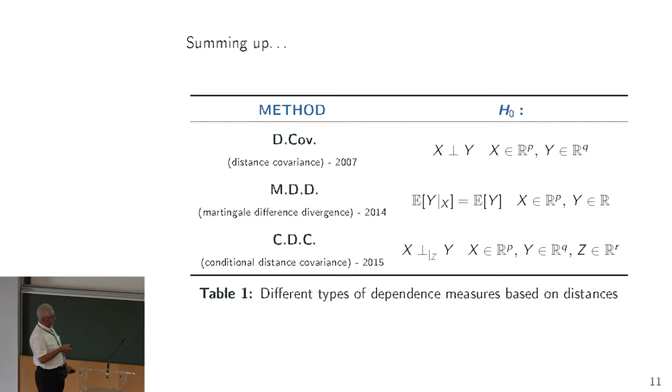Well, in summary, we have three kinds of measures to be used in testing: the distance covariance, the martingale difference divergence, and the conditional distance covariance. Of course, with the martingale difference divergence we test something stronger than with the first, and in the third, we test independence under the conditional information.